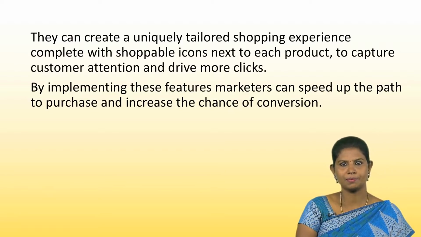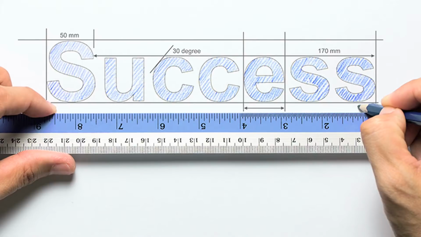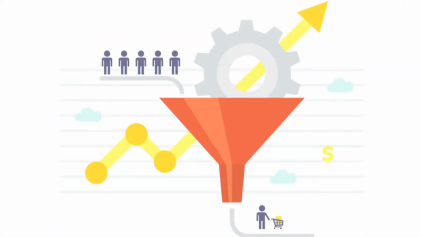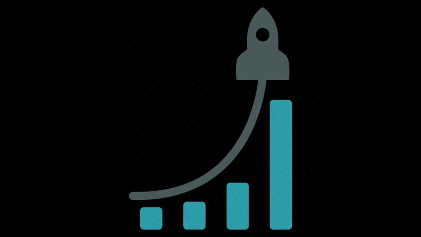By implementing these features, marketers can speed up the path to purchase and increase the chance of conversion. Measure your success. Embedding strong analytics to transform your web page into an automated selling machine can lead to double or triple digit increases in conversion rates. Analytics can help to measure and track the growth and success of the company's marketing campaign. With the information regarding how many people have viewed the catalog, you can predict which product was the most searchable one and much more.